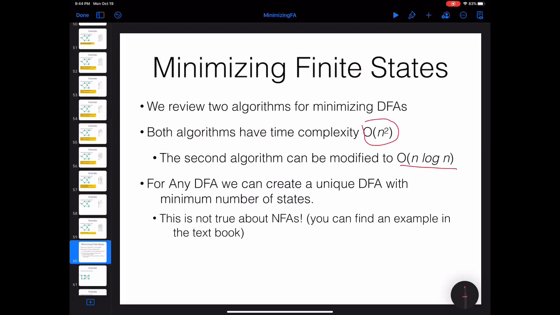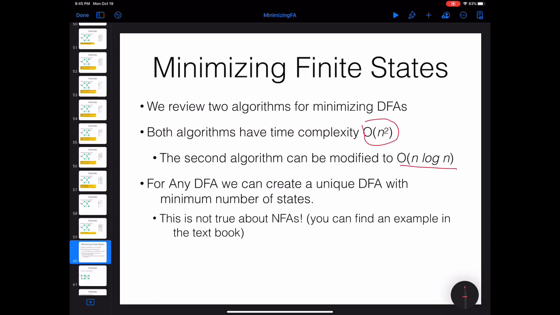Again, I'm emphasizing that for any language, you can create a unique DFA with the minimum number of states. So if you have many different DFAs for the same language, if you minimize them, all of them are going to end up being the same DFA, although they might look different because the names of the states would be different or something, but all of them will be the same. They are going to be a unique DFA with the minimum number of states for that language.